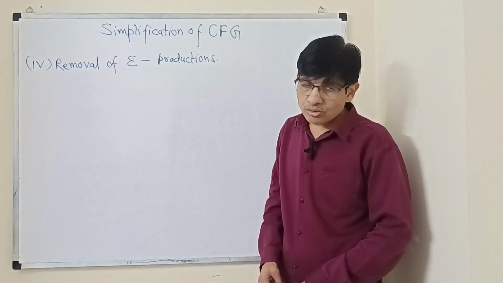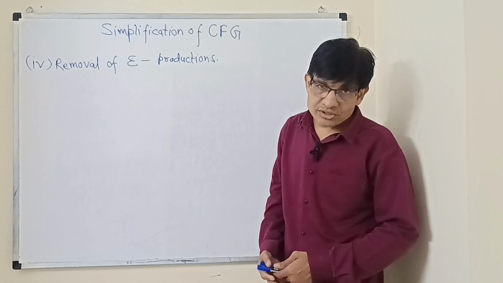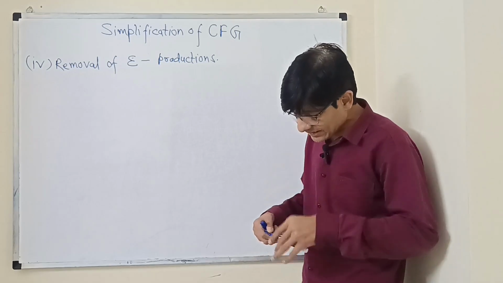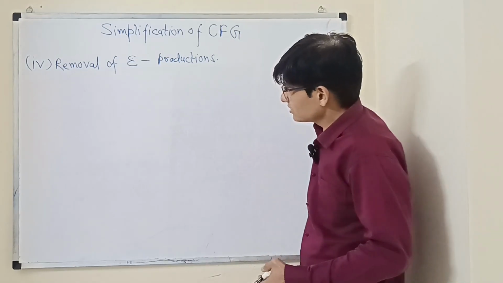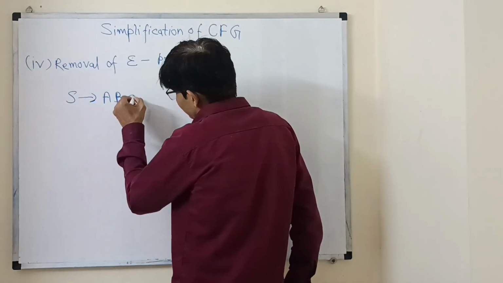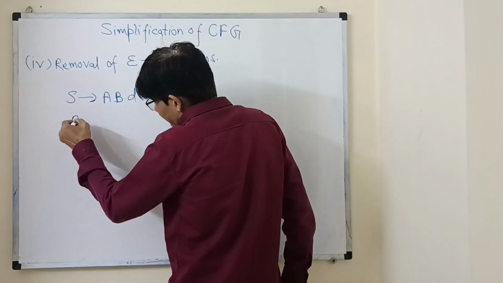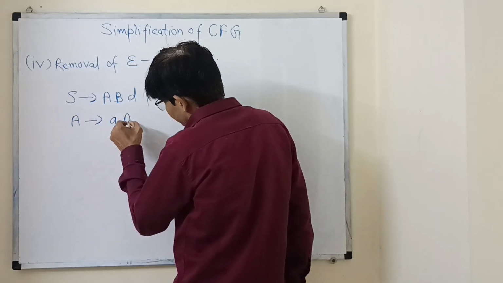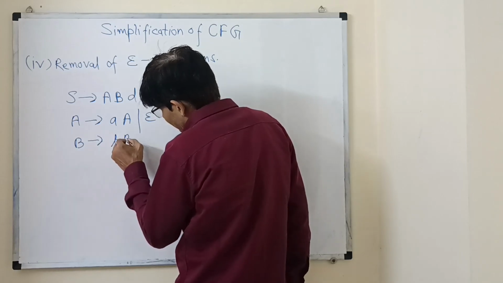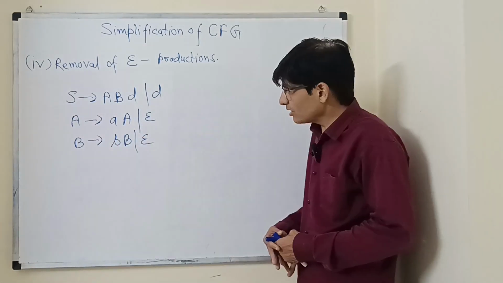So how to identify whether any grammar is generating epsilon or not, that we will see. Now I will take one example grammar here: S gives ABD and then D, A gives a and epsilon, B gives b and epsilon. Suppose this is the given grammar.